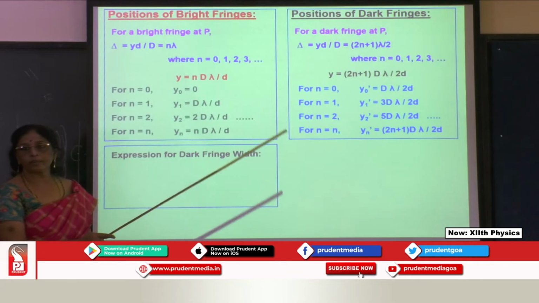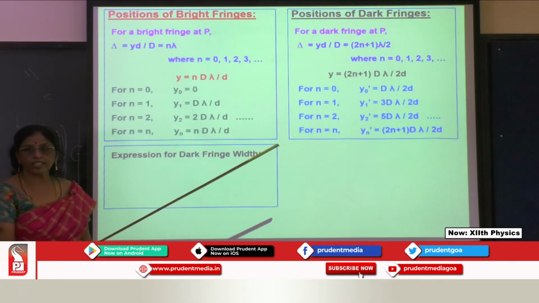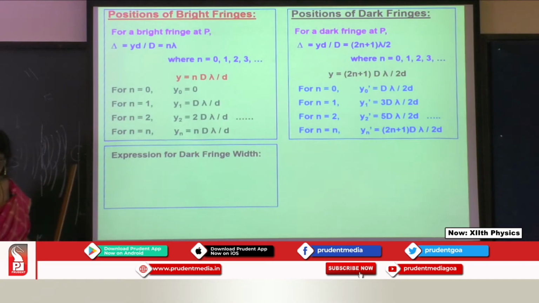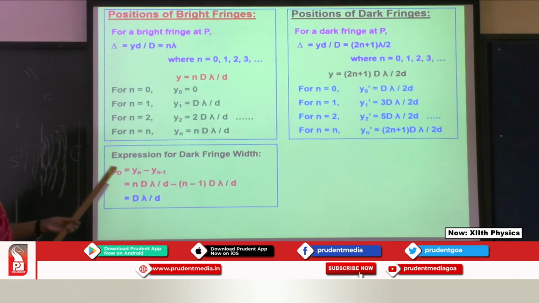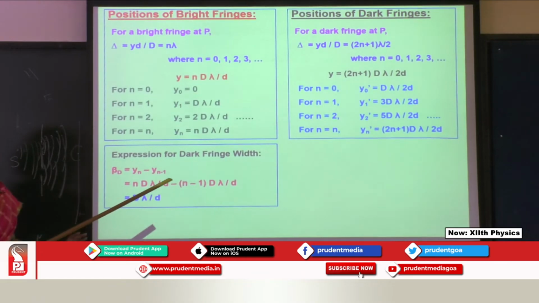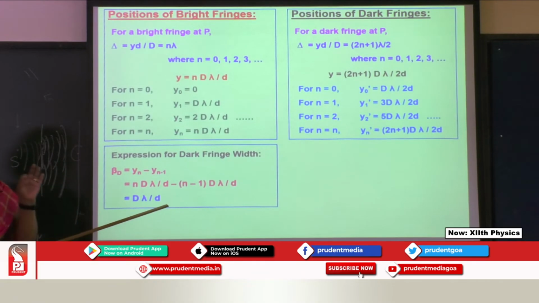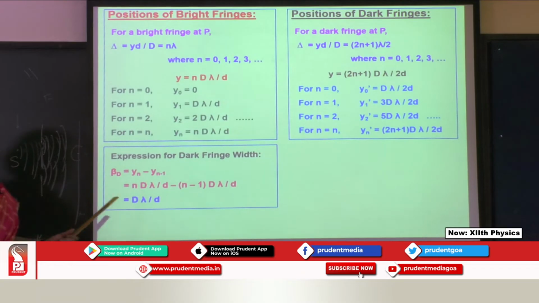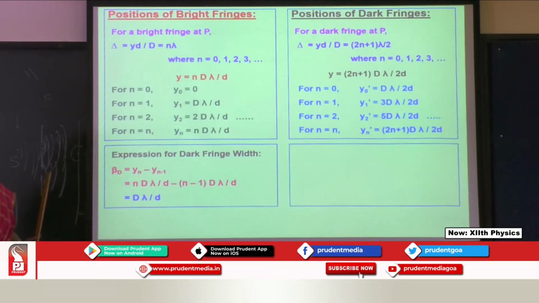2 lambda D by 2d. 2 cancels, we get lambda D by d. So that is what I am going to explain now. When you consider, we get it over here. Whether it is a dark fringe or a bright fringe, the distance between any two consecutive fringes is a constant. And that constant is lambda D upon d.